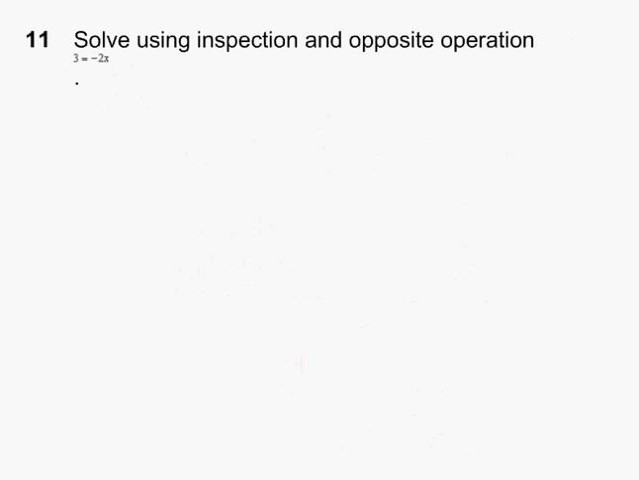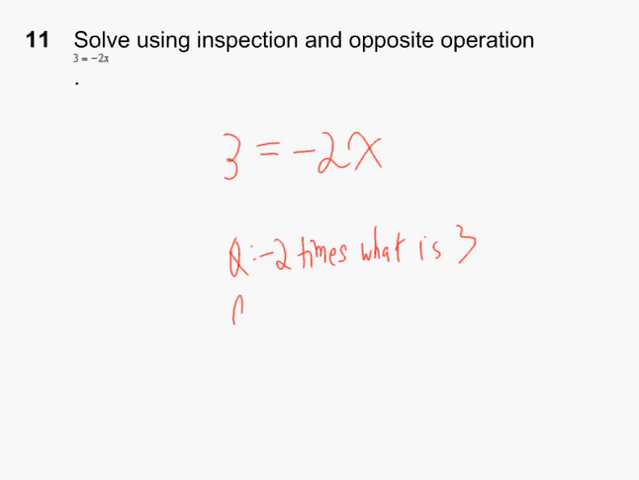Question 11 says solve using inspection and opposite operation. So 3 equals negative 2 multiplied by x. This is not easy using inspection because you have to know that 2 times what. So if I was asking myself the question, I'd say 2 times what, or negative 2 times what, is 3. And the answer to that is a little hard. So 2 times 1.5 is 3, or 1.5. And it would have to be a negative, because a negative multiplied by a negative is a positive. So I know that it has to be negative 1.5.